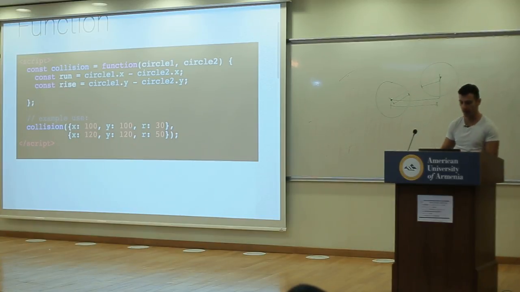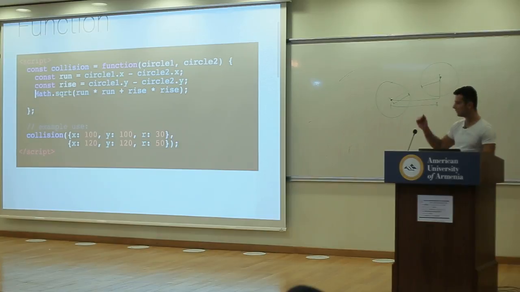Exactly. Now it so happens that we have this object called Math that has attached to it a whole bunch of really nice functions, including sqrt, square root. So we need to find the square root of run times run plus rise times rise. Cool. This will give me the distance, const distance.